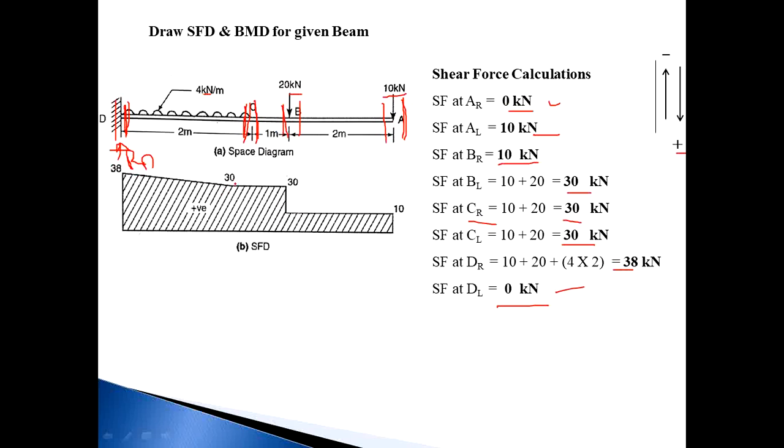In between B to C there is no load, so it should be horizontal. Now see, from point C to D there is a UDL. So if a UDL is on the beam, the SF diagram is an inclined straight line, means that from point C to point D it should be an inclined straight line. And this is the SF diagram. All values are positive, so the SF diagram will be a positive diagram.